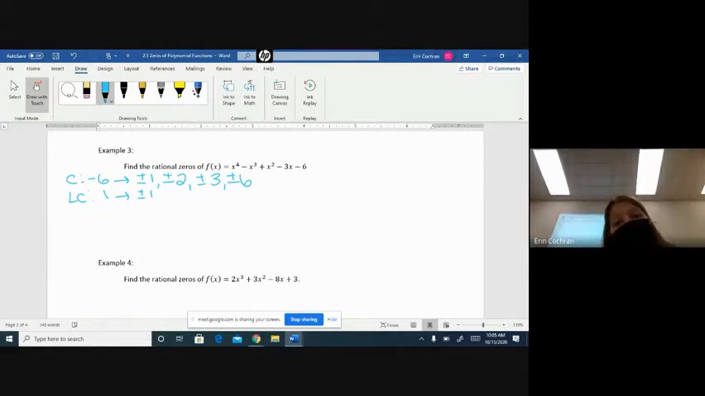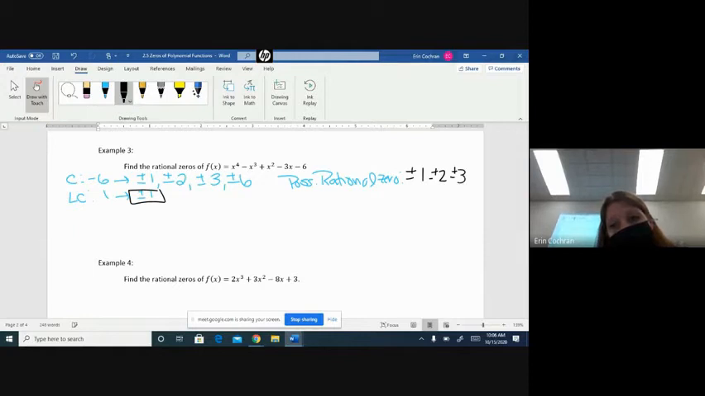So to find my possible rational zeros, same thing, okay? We take P divided by Q, right? The nice thing is because my Q is 1, so really what are my possible roots? 1, 2, 3, and 6. Because 1 divided by 1 is 1, 2 divided by 1 is 2, 3 divided by 1, 6 divided by 1, right?